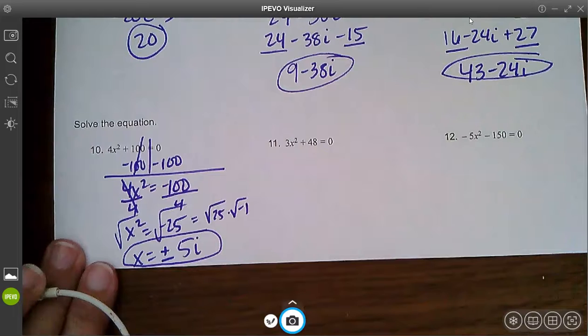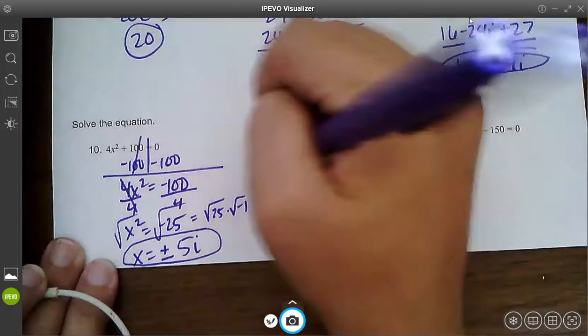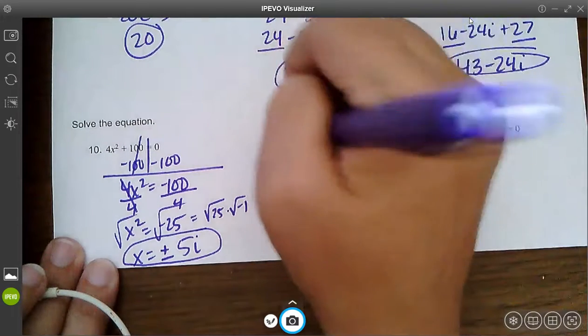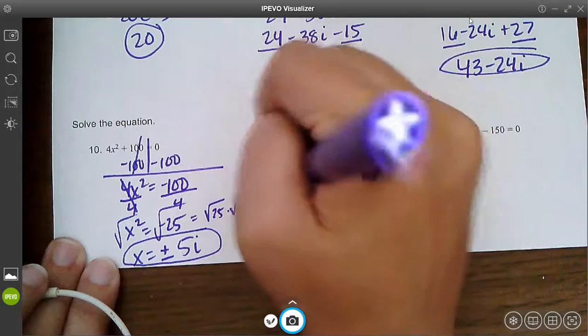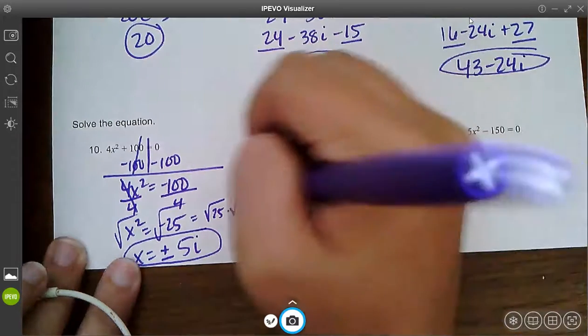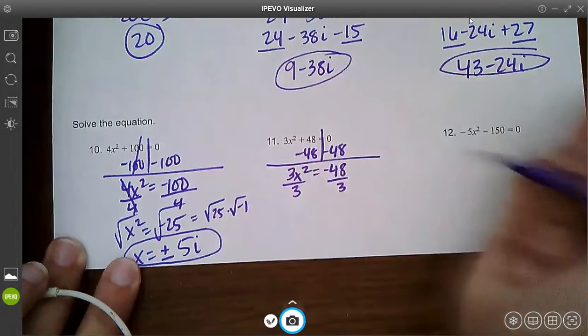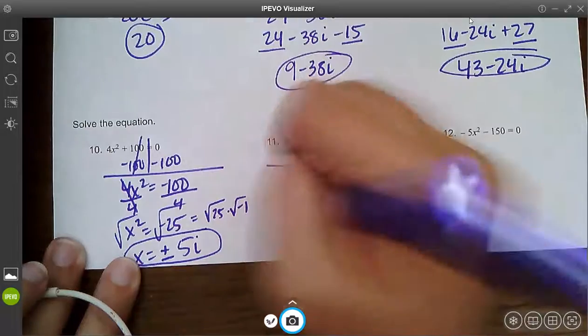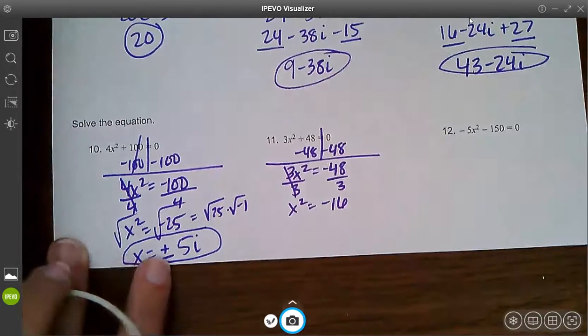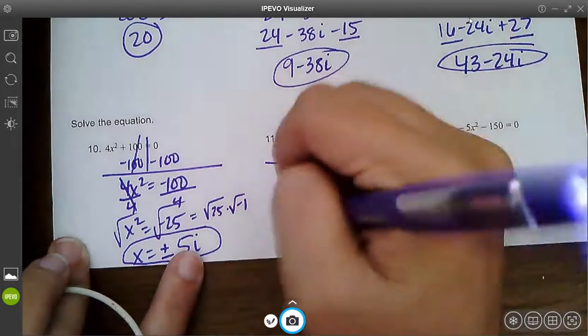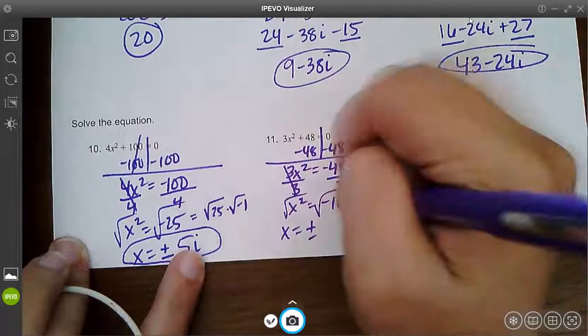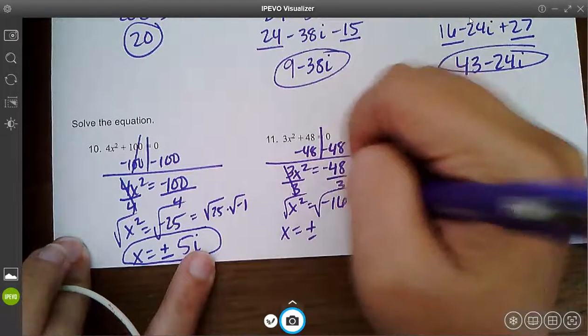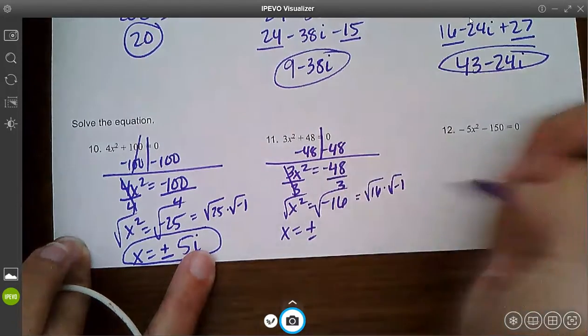Without the plus and minus, you will not receive full credit. Subtract your 48 from both sides on the next one. 3x squared equals negative 48. Divide both sides by 3. x squared equals negative 16. Take the square root. Remember, you always have to have the positive and negative, and this is equal to the square root of 16 times the square root of negative 1, or 4i.